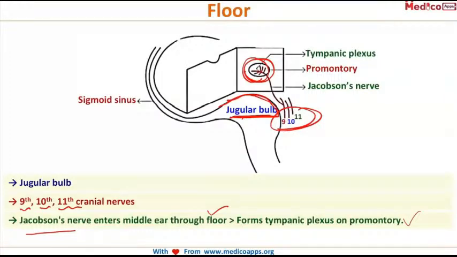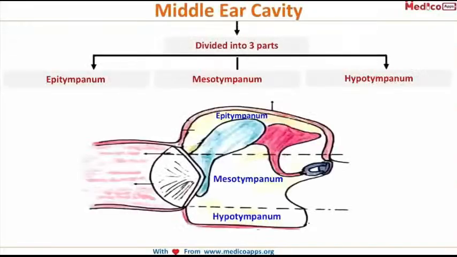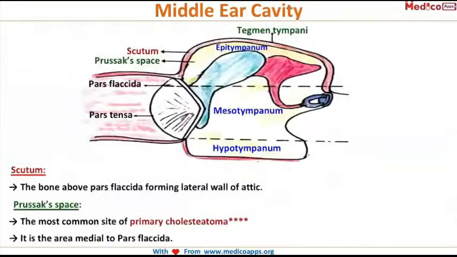Now let's proceed to the cavity of the middle ear. It is divided into three parts: the epitympanum number 1, the mesotympanum number 2 and hypotympanum number 3. So another important structure is scutum. What is scutum? Scutum is present above the pars flaccida of the tympanic membrane. It forms the lateral wall of the attic. You can see here it's forming the lateral wall of the attic.